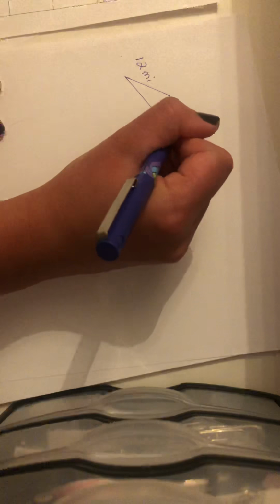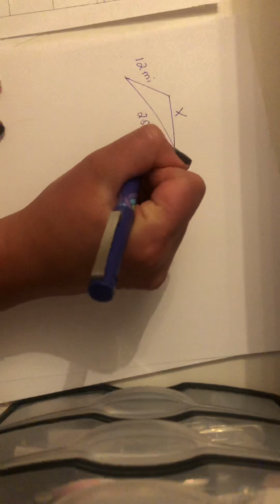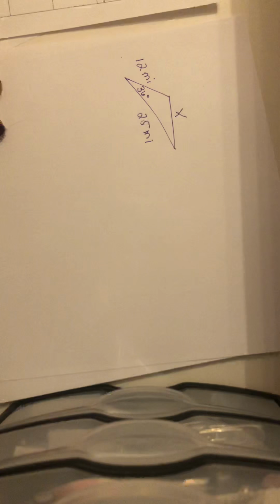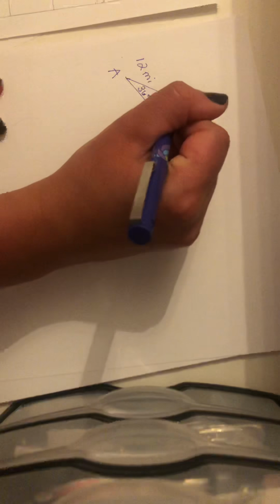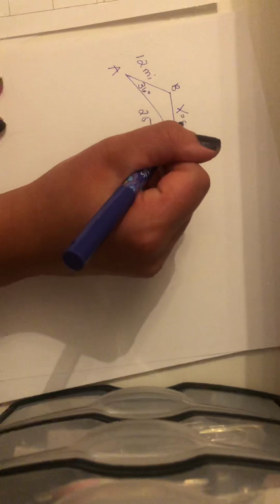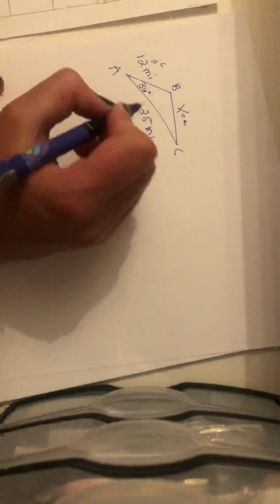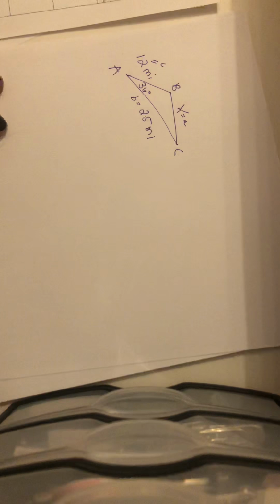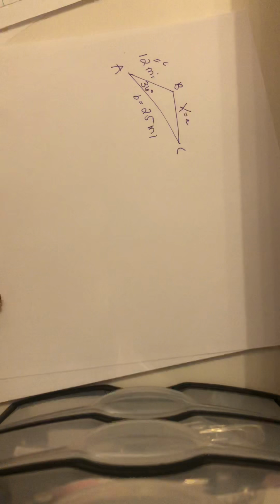Okay, so we have 12 miles, x, 25 miles, 36 degrees, okay? This always helps me if I label it A, B, C, okay? My little a is right here, my little c is right here, and my little b is right here, okay? That always helps when you're looking at the formula so you know what to plug in.